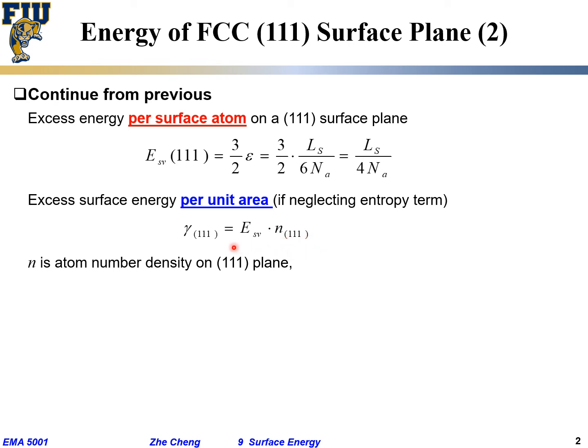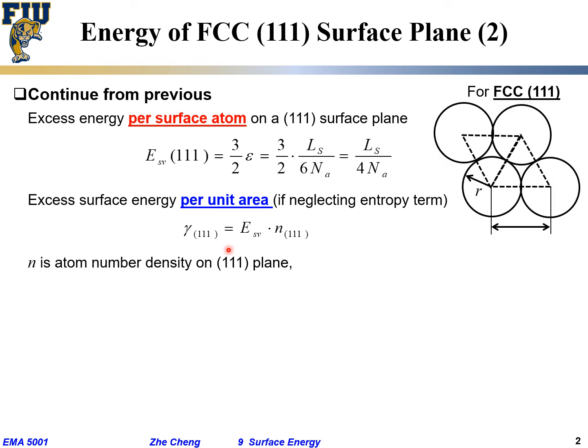Theoretically, how can we get the so-called surface energy for this particular plane? Let's look at the geometry a little bit. We are plotting only a section of the FCC 111 type of plane. 111 means hexagonal close packing: 1 atom, 2 atoms, 3 atoms, 4 atoms. Of course, there can be more.